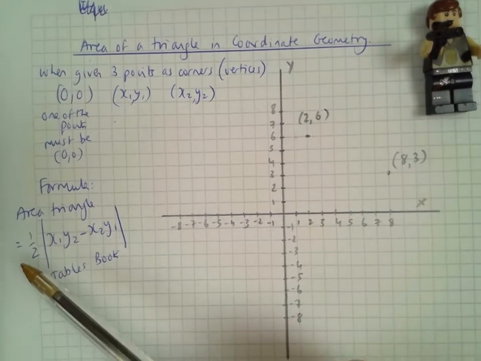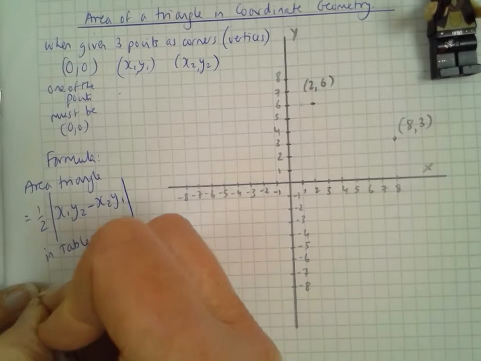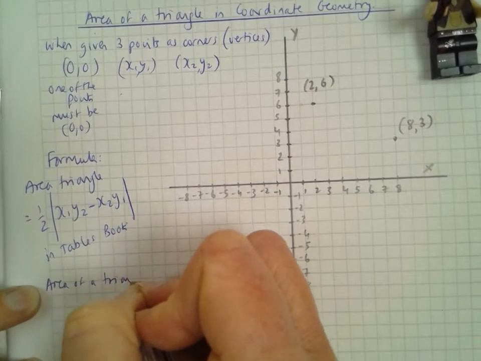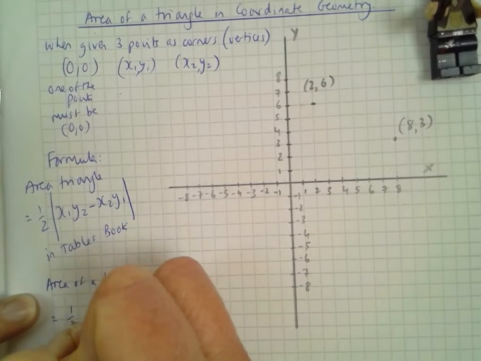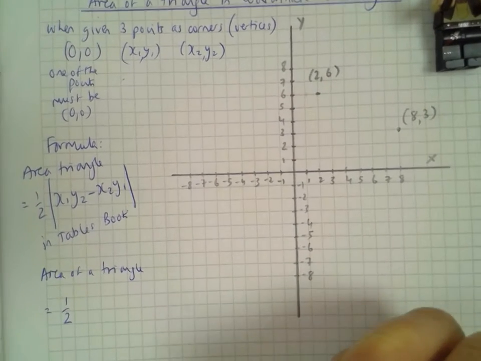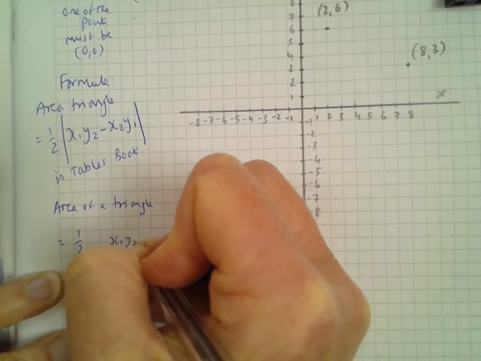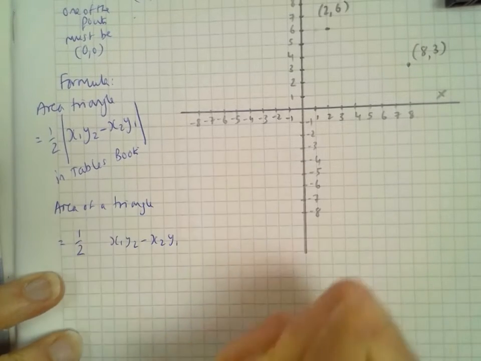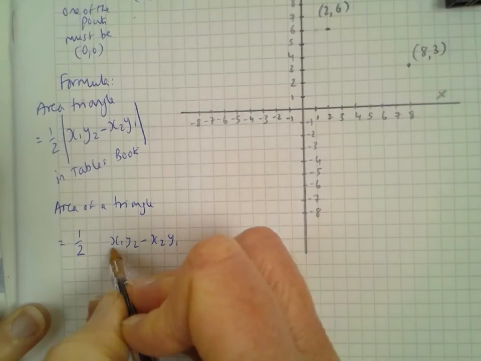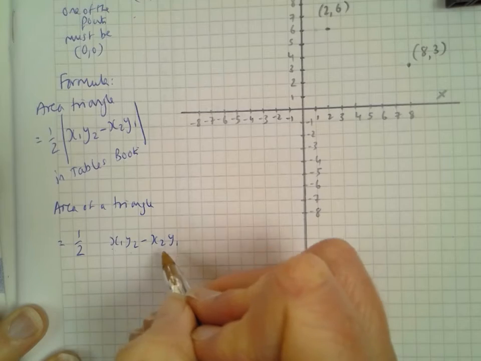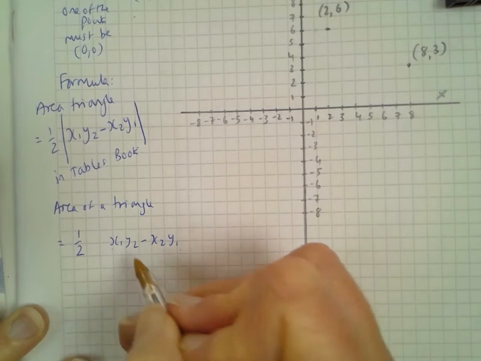Now, what does this formula mean? The formula means the area of a triangle is equal to a half of something. A half of what? It's a half of x1, y2 minus x2, y1. x1, the first x value times the second y value, the second x value times the first y value, and then subtract them.